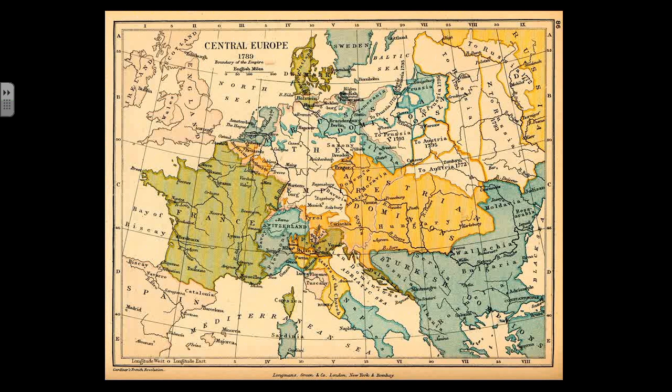All I need you to take from this map right now is to see that France is bordered in multiple places by monarchies. Monarchies that are scared of the revolutionary democratic ideas coming out of France. And they're afraid if they don't crush France now, those ideas will spread to their country, just like the ideas in America spread to France. Okay?